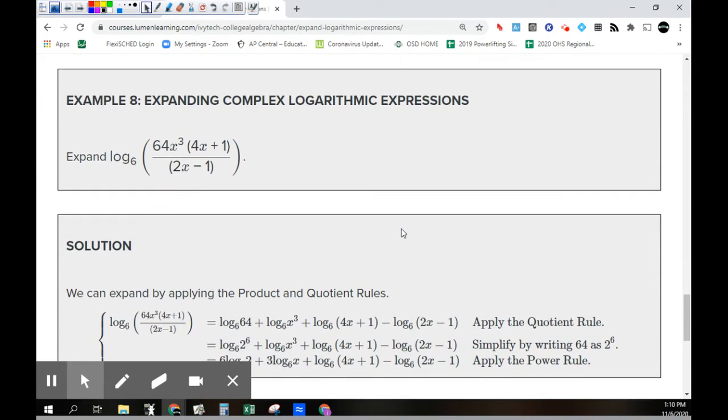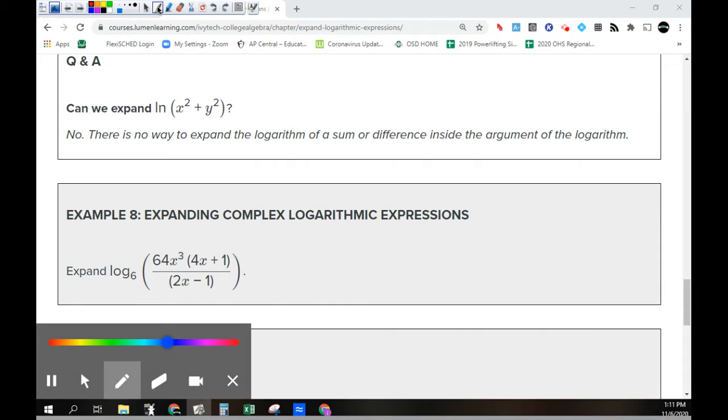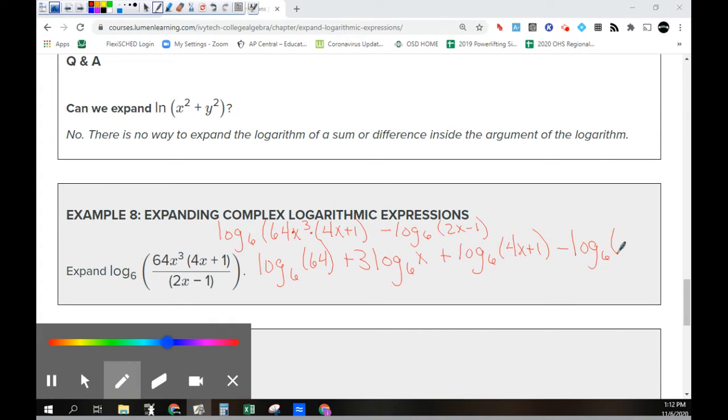All right, something that's a little bit more difficult. So what I would do on this one, if you're somebody that does the quotient rule, you would have log base 6 of 64 x cubed times 4x plus 1 minus log base 6 of 2x minus 1. Then on this one, you'd have log base 6 of 64, because that's one of the multipliers in this chain. So x cubed, so plus 3 log base 6 of x plus log base 6 of 4x plus 1 minus log base 6 of 2x minus 1.